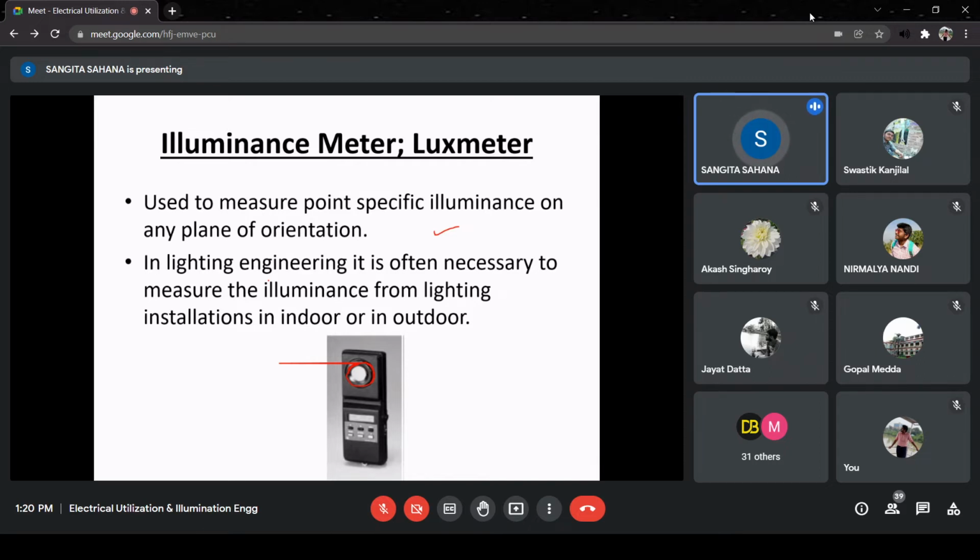Okay, like if you want to measure the vertical illuminance, so if you see any wall, it will be vertical illuminance, not the horizontal illuminance, right? So then you have to place the lux meter on the wall. So then the sensor will measure the light received on that wall. So either it may be on the horizontal plane or in the vertical plane. You have to place the sensor accordingly. So this is used to measure point specific illuminance. Okay, so we can do the measurement both indoor or outdoor.